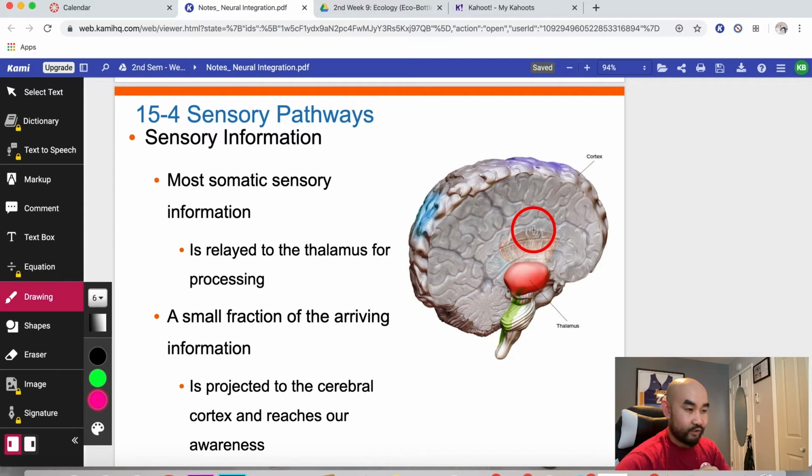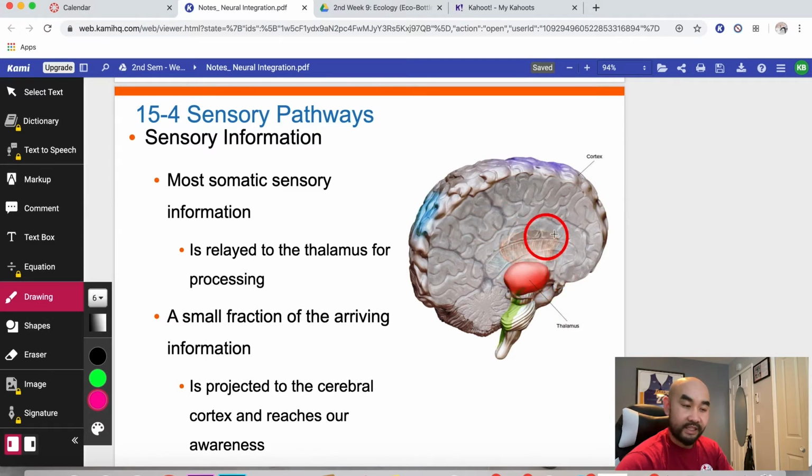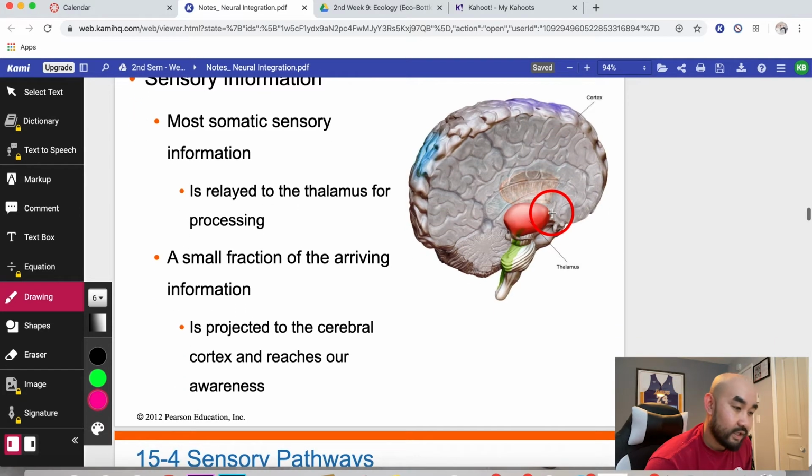Most somatic sensory information relates to the thalamus. This is the thalamus, right? Remember, this is what we call the cerebrum. All right, the brain is not just the brain; it has different parts. Remember, midbrain, medulla, the pons, medulla oblongata, right? So remember, review these things, guys. Review. So sensory information, majority thalamus. This is like a processing area, and then extends to different parts of your cerebrum for you to process.